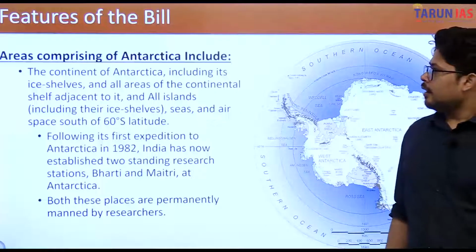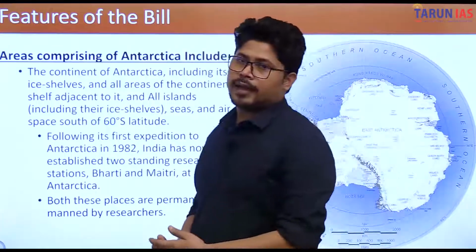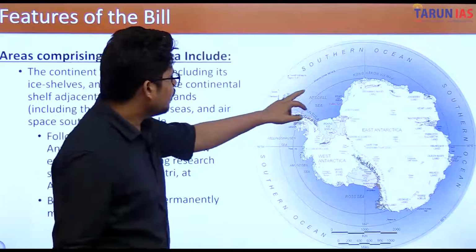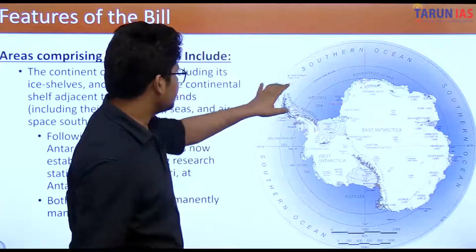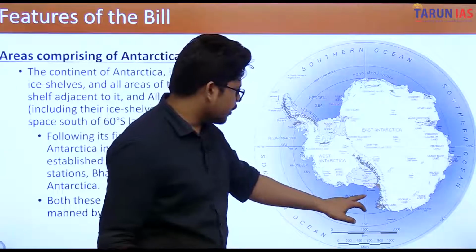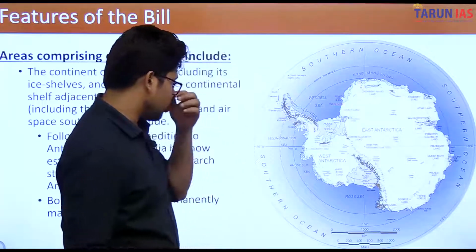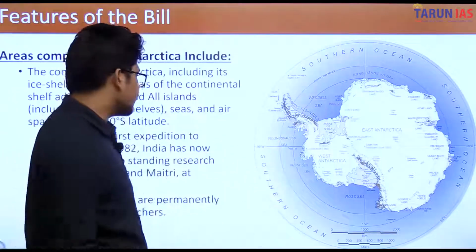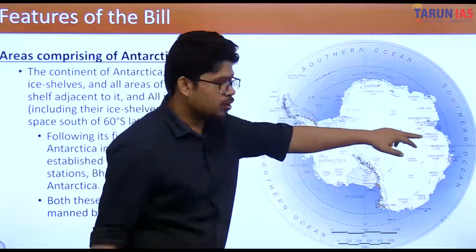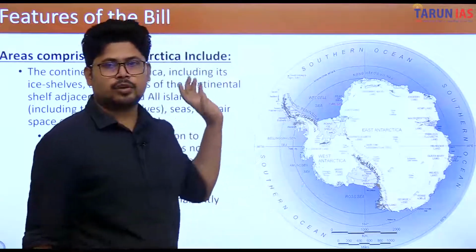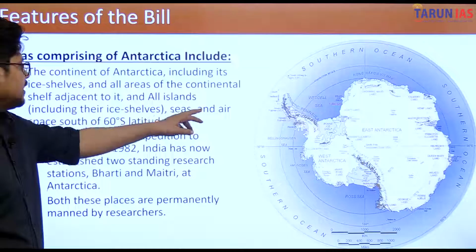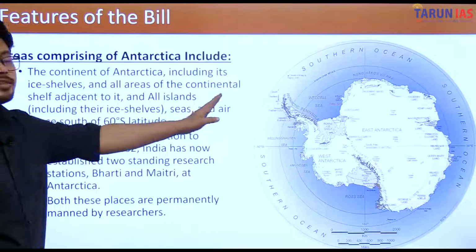Now, what is the area of Antarctica? As I said in the very beginning, anything down south, this is the Southern Ocean, right? Now, this is the Ross Sea. This is very important from a geography and mapping point of view. So anything south of this 60-degree line is a part of Antarctica for the purposes of this bill. That includes its ice shelves, sea and air below 60-degree latitude.